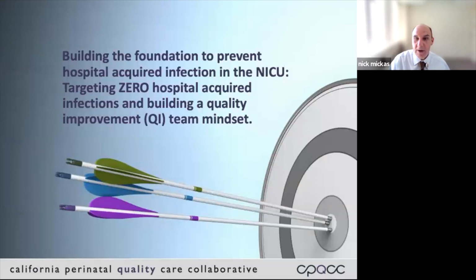So we're going to talk a little bit about building the foundation. And the reason I think it's important is putting bundles together is great. And I think bundles are incredibly important. But I think the reason that planes don't fall out of the sky isn't because there's a checklist, but because the teams that are using that checklist believe that it's going to keep planes from falling out of the sky. And I would make the same argument for the NICU. If we're really getting to zero infection, people have to believe that what they do matters.